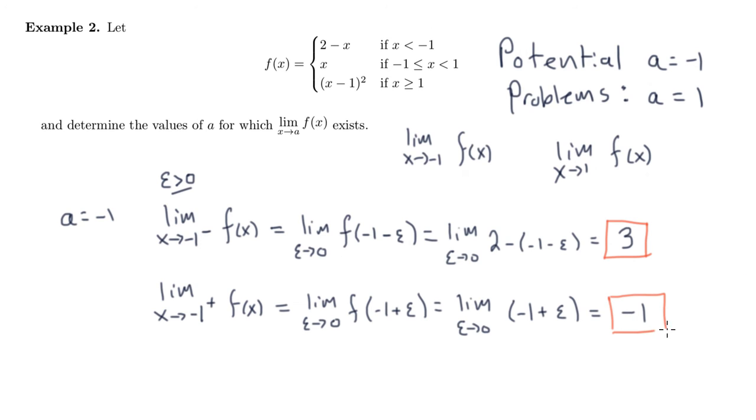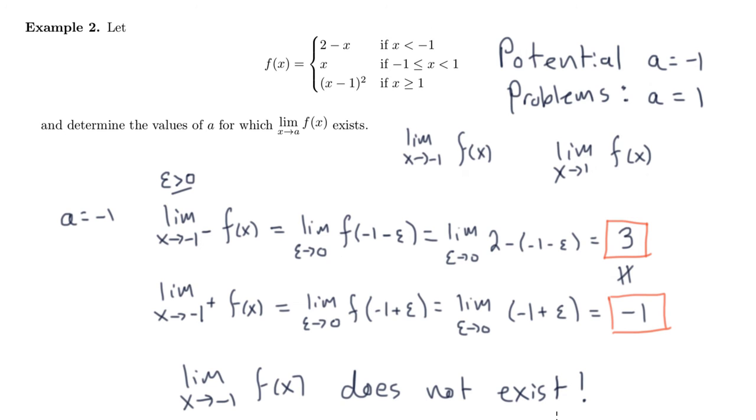And here's the problem, right? The limit from the left is 3, and the limit from the right is -1. These are not equal. But what can we conclude then? We can conclude that the limit as x approaches -1 of f of x does not exist.